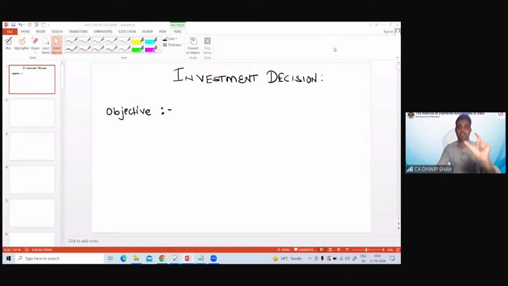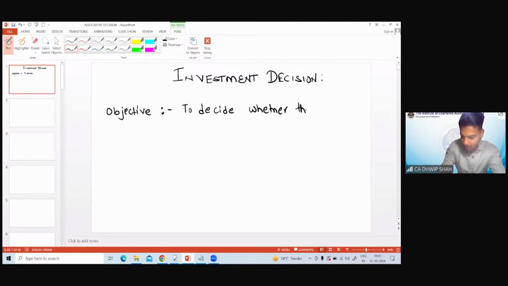Now, the ultimate objective of this decision is to decide whether to accept the project or not. See, as a financial manager or as a CFO, you would face one question. You would be having various projects in front of you, and you have to make a decision whether to accept the project or not. That is investment decision. Now, please focus on the word project.